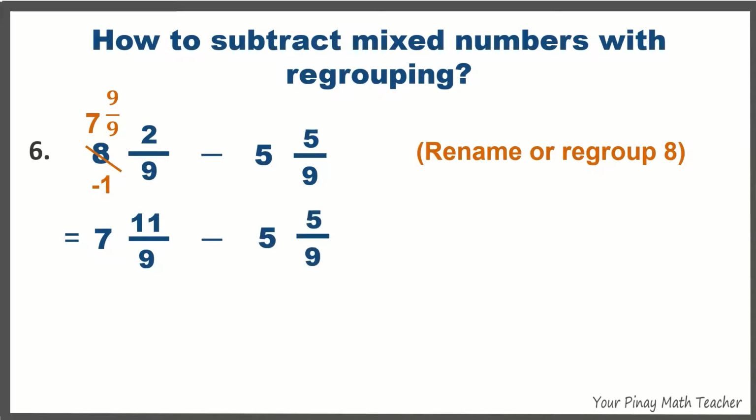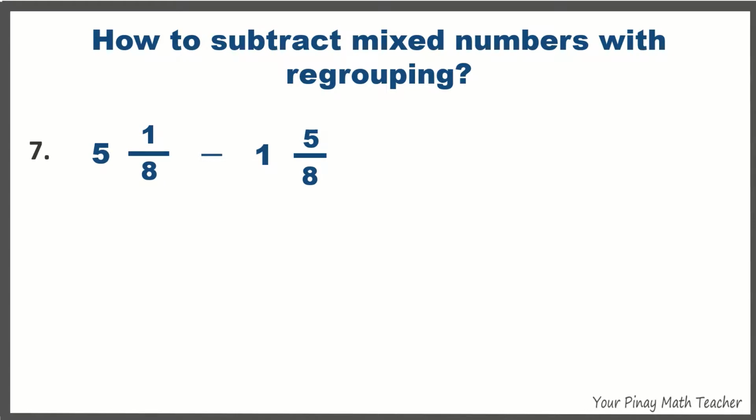Then bring down minus 5 and 5/9. Now we can subtract the whole numbers and the fractions. So 7 minus 5, we get 2. 11/9 minus 5/9, we get 6/9. Now 6/9 can still be reduced by 3. So the final answer is 2 and 2/3.